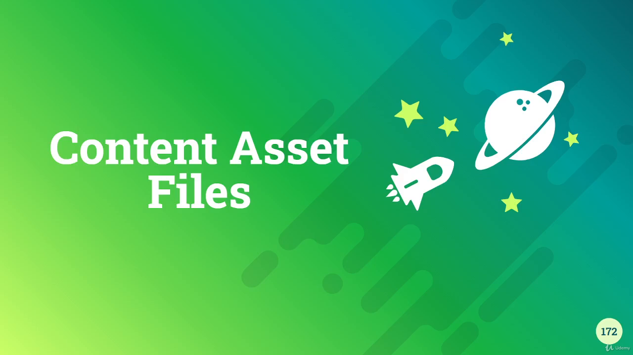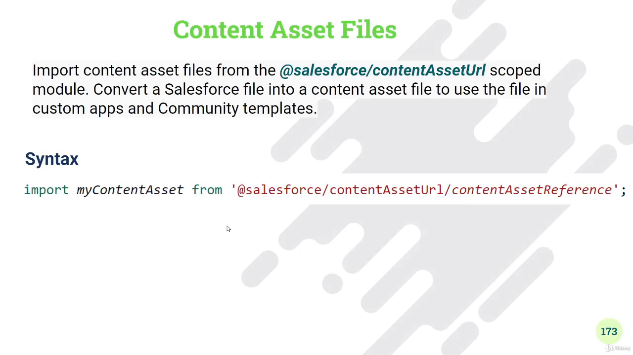In this video, we'll talk about content asset files. If our file is available in the asset library and we want to import that asset file, we have to use the @salesforce/contentAssetUrl scope module. We can convert a Salesforce file into a content asset file to use the file in custom apps as well as in community templates.